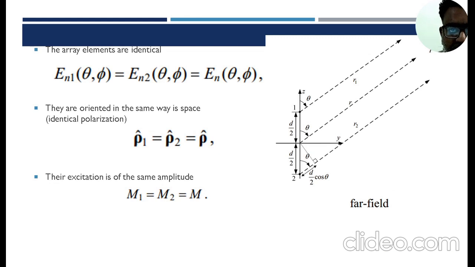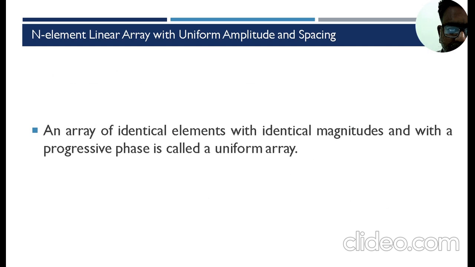So here we see the electric fields En1 and En2. The array elements are identical to each other. Similarly, the polarizations are also equal. They are oriented in the same way in space with identical polarization, P1 equal to P2. Similarly, the same amplitude, M1 equal to M2.